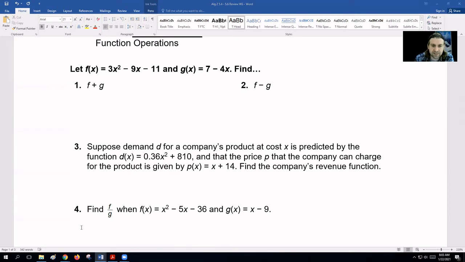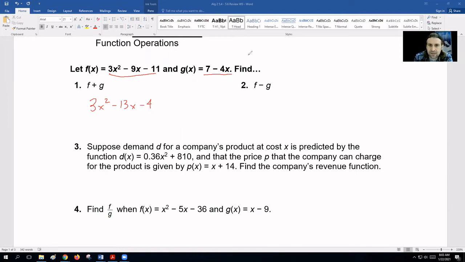All right, so first part, we're going to be adding these two functions together. When we're looking at f of x plus g of x, we just have to add like terms. We'll start off with our x squared, that's the highest term we have here, so we get 3x squared. Moving on with our x's, we have a -9 plus a -4, that'd be a -13x. And then we have a -11 plus 7, and that would be a -4.